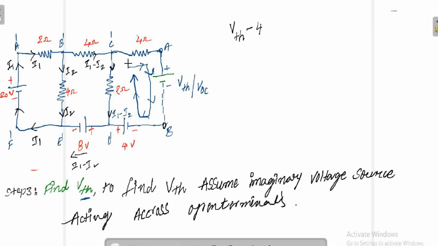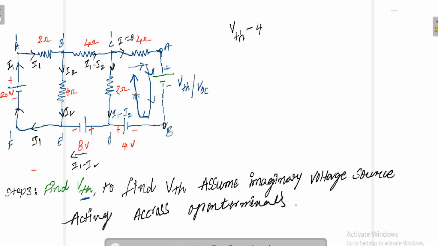C dash to A, 0 current flowing. According to the previous bifurcation, the current flowing in this one is 0, so the voltage drop becomes 0, and there is no need to consider this voltage drop. Here the voltage drop is 0. Here plus VTH, and A to B and B to D dash, it is minus 4 ohms.